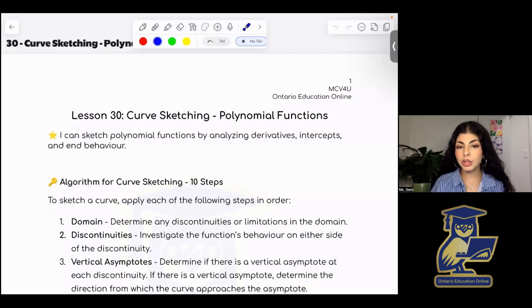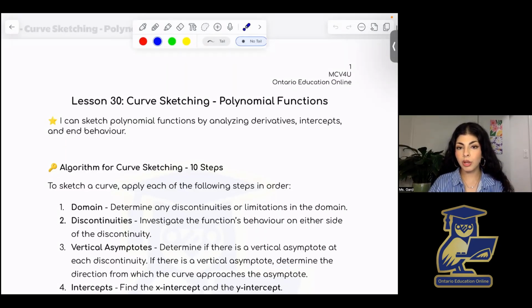Throughout the next lessons, you're going to see polynomials, rational functions, as well as some special functions, so our trigonometric, exponential, and logarithmic functions. And we're going to be using a curve sketching algorithm. Today's focus is just polynomial functions, so it is a little bit shorter of a lesson. I'm going to introduce the algorithm to you.